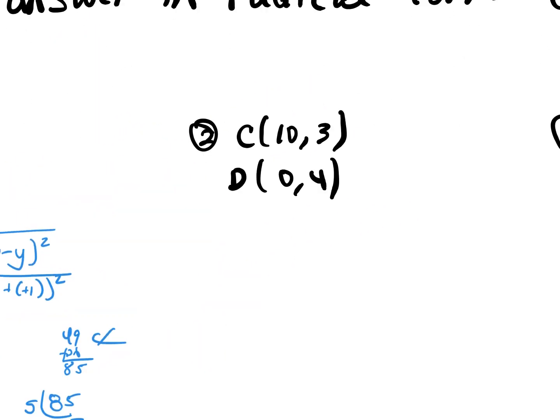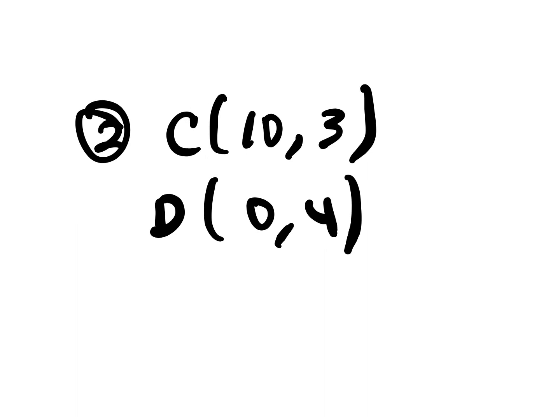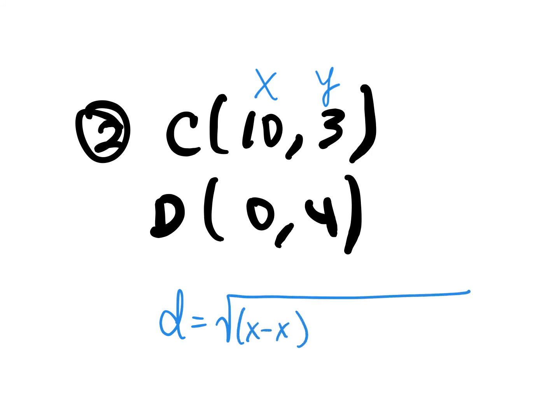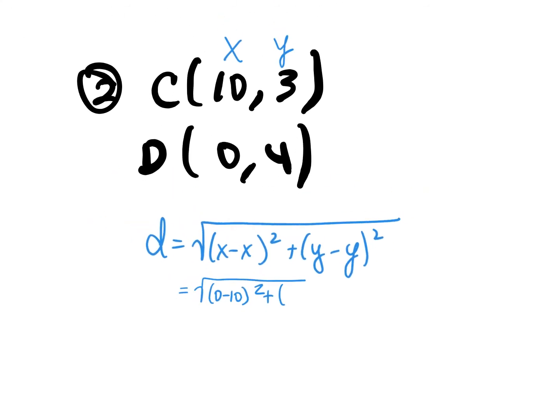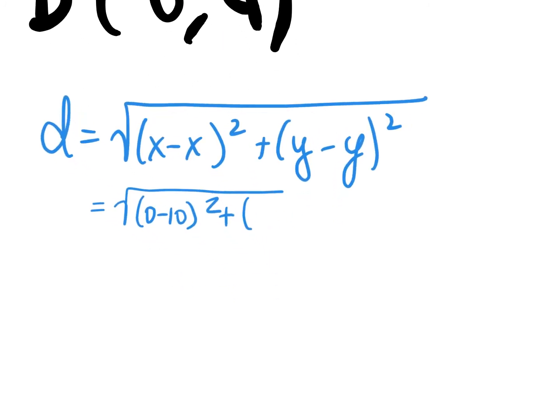Let's look at this next one, between C and D. Okay, let's get a pattern going, a habit. I'm going to label my points, and then I'm going to write out my formula. X minus x squared plus y minus y squared. Take the square root. Okay, so my x is 10 and 0. Look, I'm going to do 0 minus 10 because I'm a rebel. And then I'm going to do 3 minus 4.